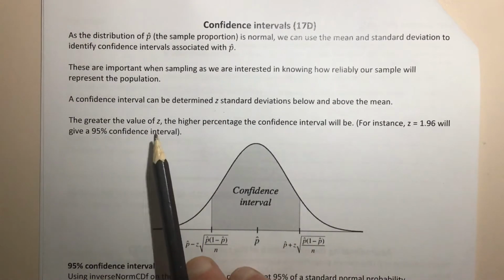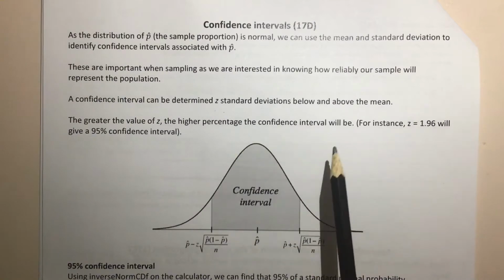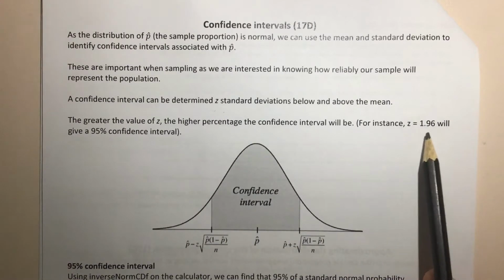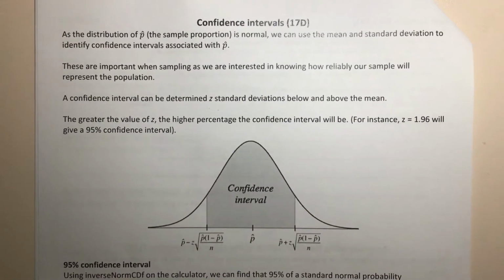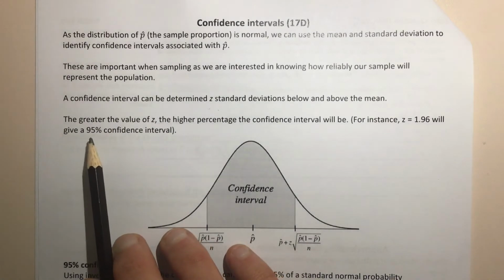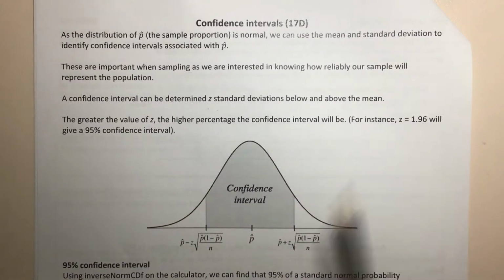The greater the value of Z, the higher the percentage of the confidence interval will be. So for example, Z equals 1.96 is for a 95% confidence interval, if we wanted to be 95% sure that our sample proportion is going to represent the population proportion. But if we wanted to increase that percentage, we would also increase the value of Z.